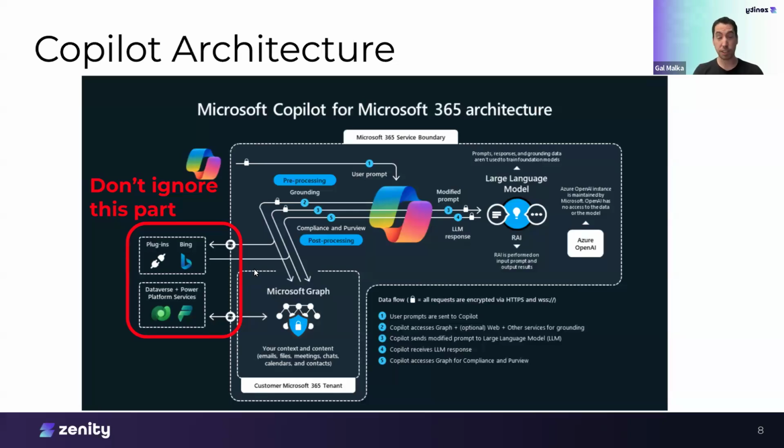And in terms of security, it's very important to pay attention here, because once you use these plugins and extensions, you essentially leave your tenant.